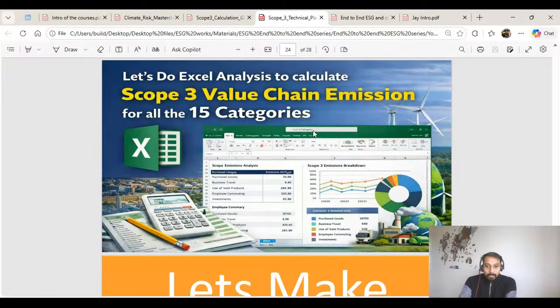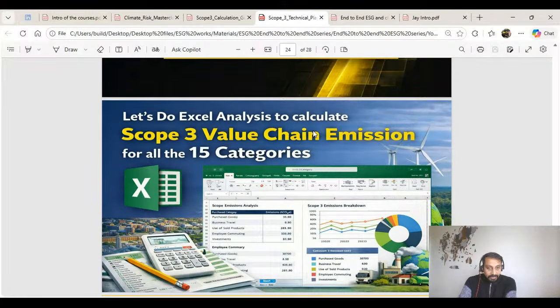Okay, so now let's do Excel analysis to calculate the scope 3 value chain emissions, that we already seen all the stuff for each and every category, and we will see how this category is working for each and every Excel related stuff. And let's start with Excel analysis. Let me share my screen.